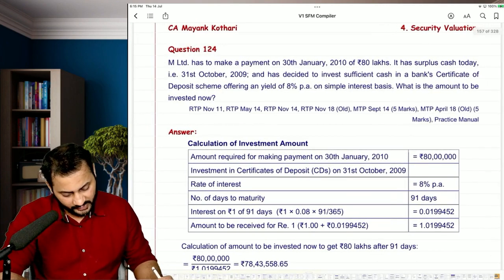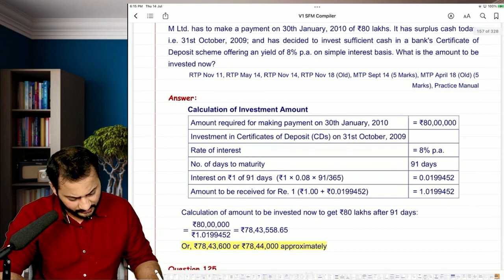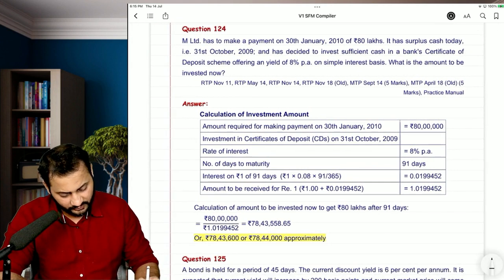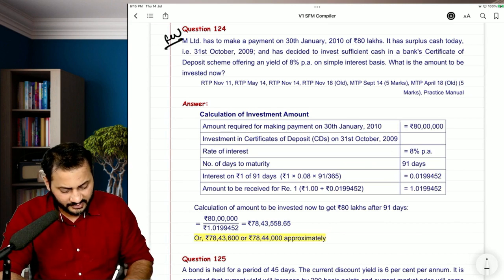Question number 124. Let me check first if I need to do it, or else I will just leave it for the homework. Homework, man. Easy.